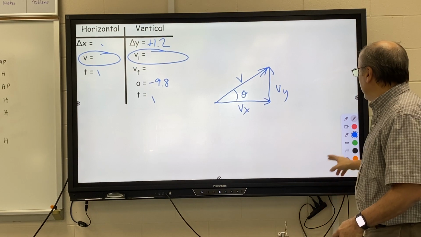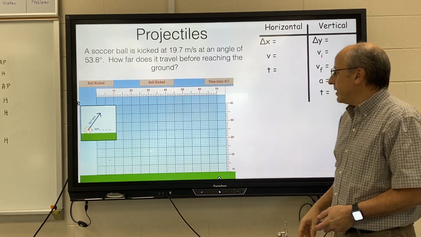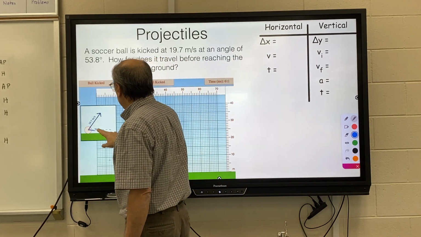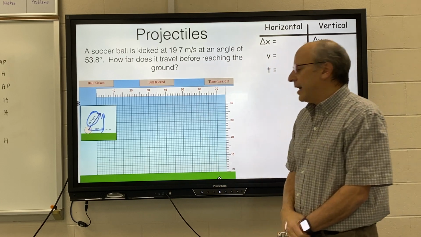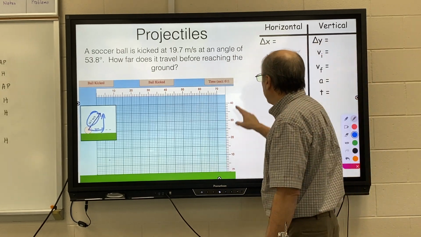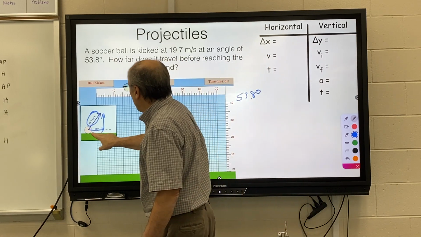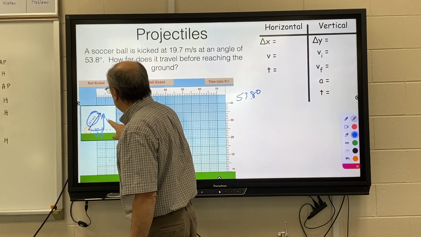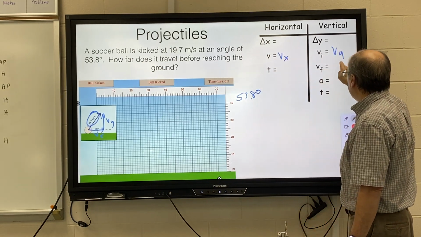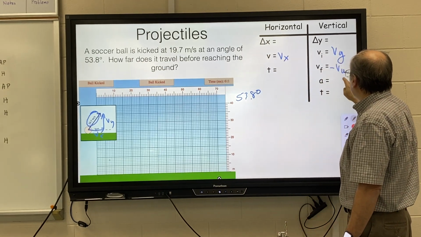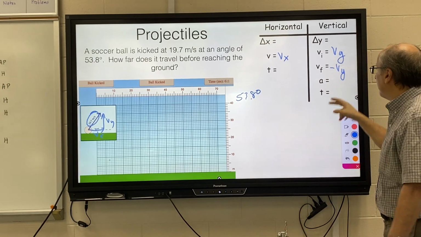All right, so application of our triangles. Here's one where you're going to take the triangle. You're going to break it apart. If you can't read it, it's 19.97 on the hypotenuse and 53.8 as your angle. Work backwards, find the Vx and the Vy, put them in here and here. Because you come back to the same height, you'll come back to the same speed, only negative.